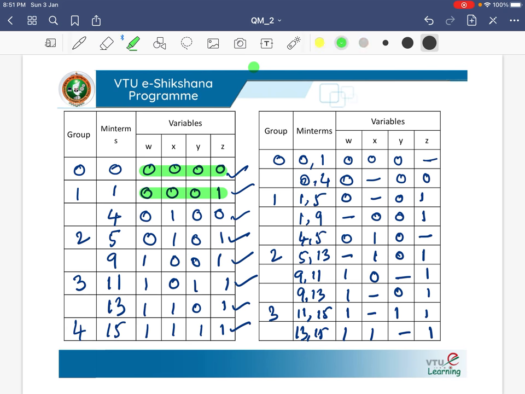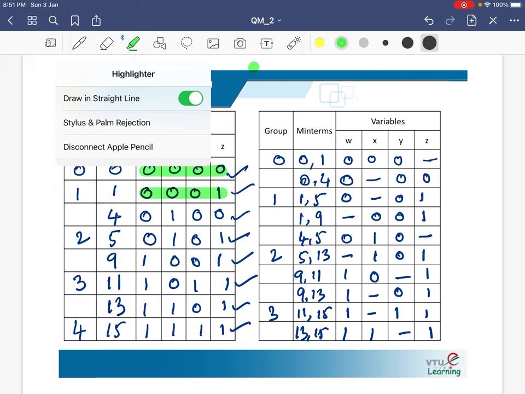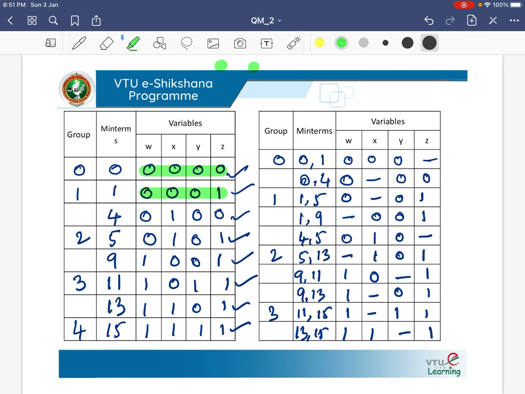If you see 0, 1 and 4, 5. Now what is here? The dash is in the same position. Here there is a dash and here there is a dash. Right? And then this is 0, this is 0. There is a position change here, 0 to 1, and these two are zeros. If this type of condition exists, then we can combine such terms. That is, 0, 1 and 4, 5 can be combined.